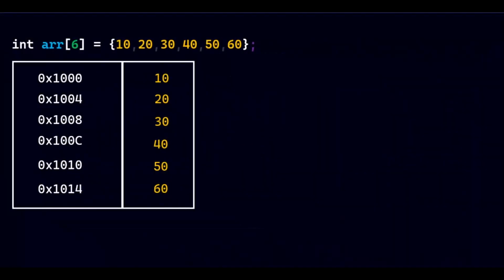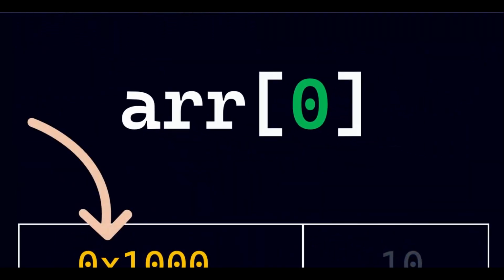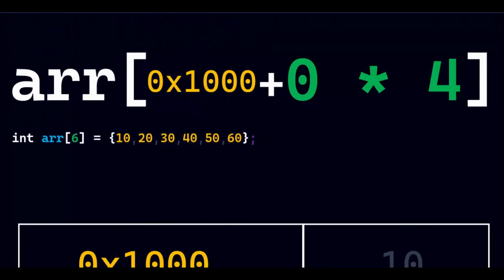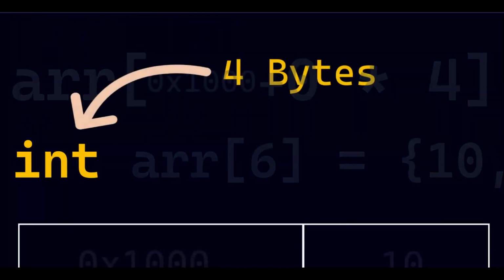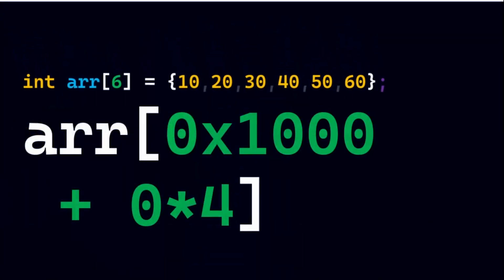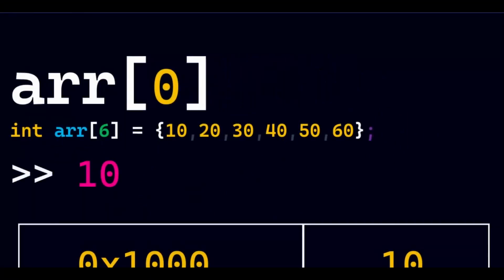Okay, so when we write the array name followed by the index, what we are actually doing is telling the compiler to go to the base address of the array and then add the index multiplied by the size of the array data type. In our case, the array is of an integer data type, and we know that an integer is 4 bytes in size in a 64-bit operating system. So what typically happens is we take the base address of the array and add the index value, which in our case is 0, multiplied by 4. This is nothing but the base address itself, and it returns the first element of the array, which is 10.